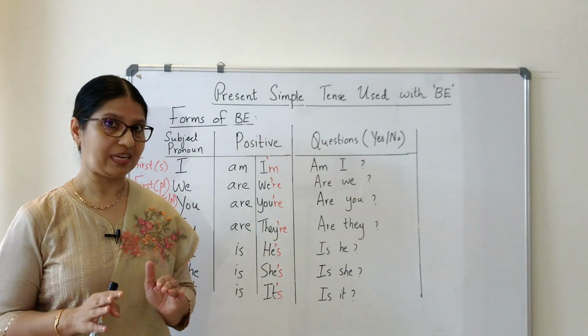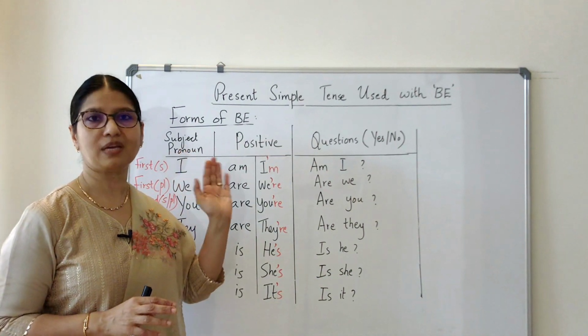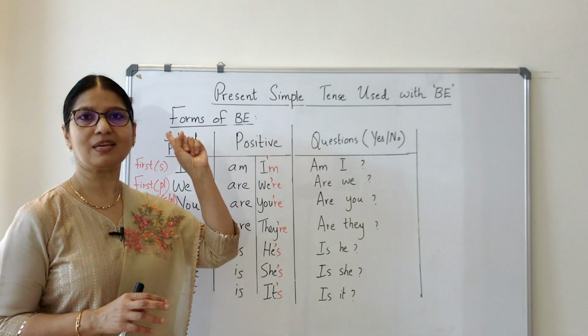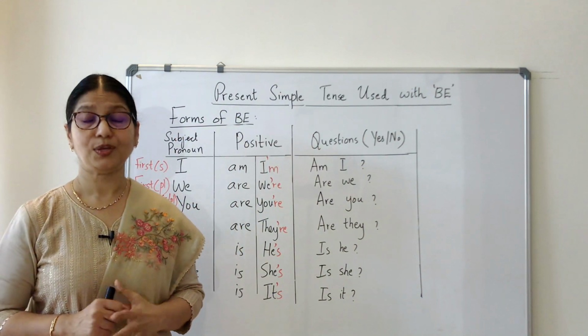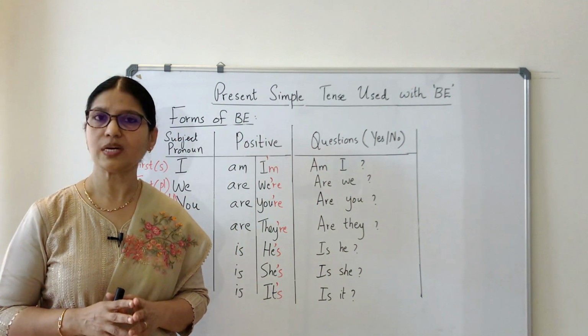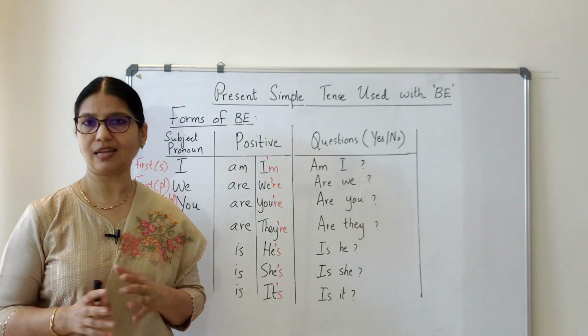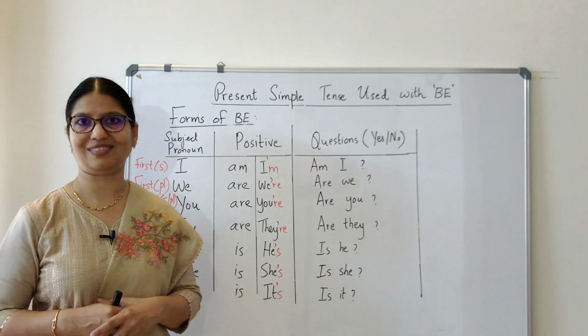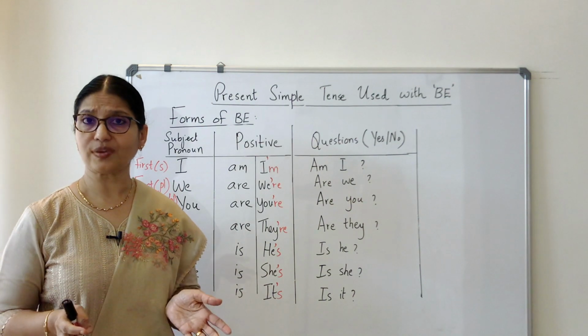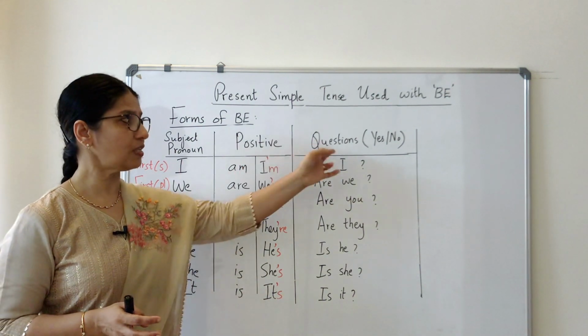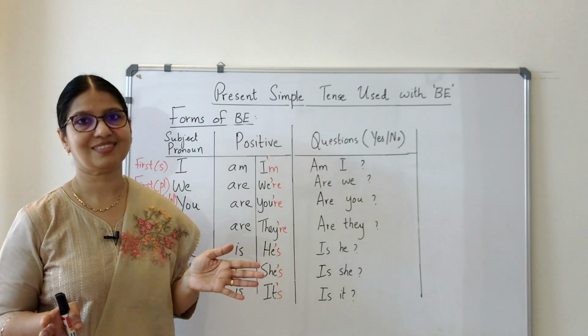Now we are going to take up the next part, how to make questions using be in present simple tense. You know that there are two kinds of questions. One is yes or no questions and the other one is WH questions. What are yes or no questions? Questions which take yes or no as an answer.